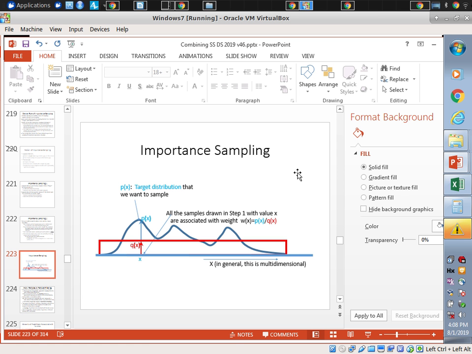Eeny, meeny, miny, mo, right? And so we give them low weight because P of X divided by Q of X is very small. But these ones in the center, like these in this peak here that has that little arrow going to it, we want a lot more of those than we're going to have from this uniform distribution. So we want those to be upweighted, to have higher weight, because we want more of them. And so our choice of weight is a key point for particle filtering.